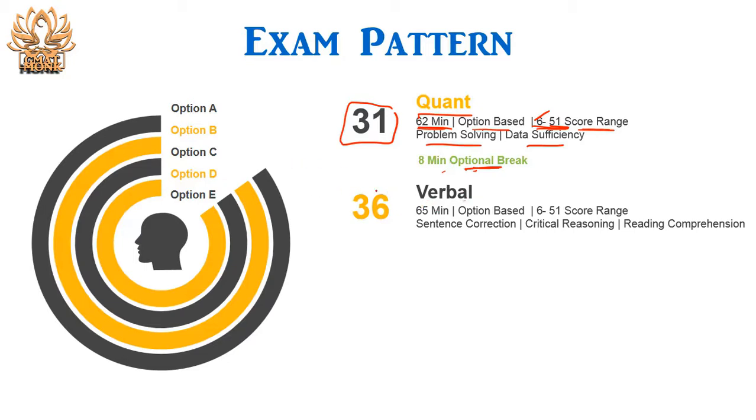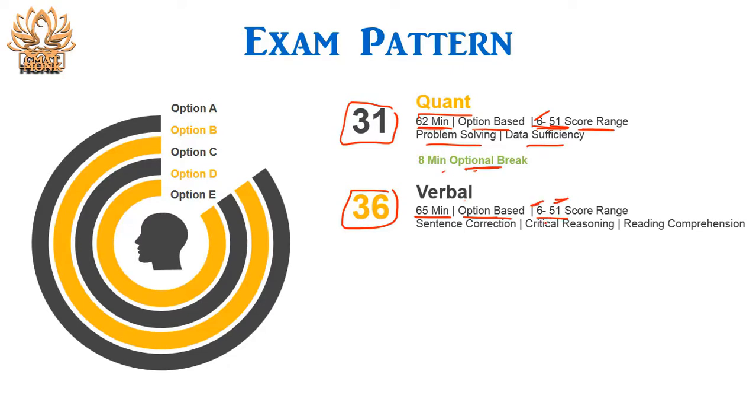There would be 36 questions in verbal, and the duration would be 65 minutes. This again would be option based questions, and the score range would again be 6 to 51. So the minimum score you can get is 6 and the maximum you can get is 51.